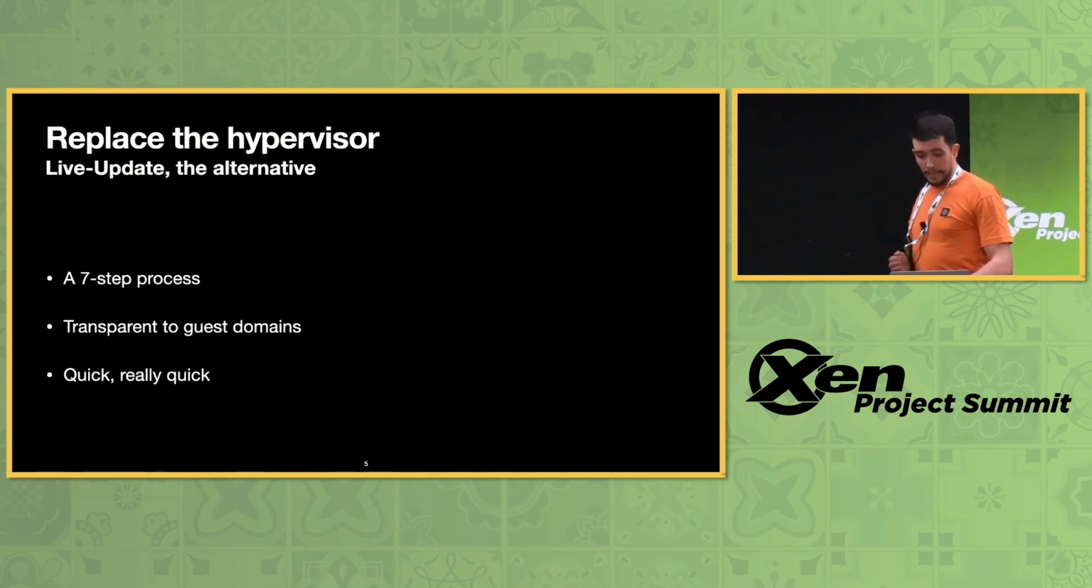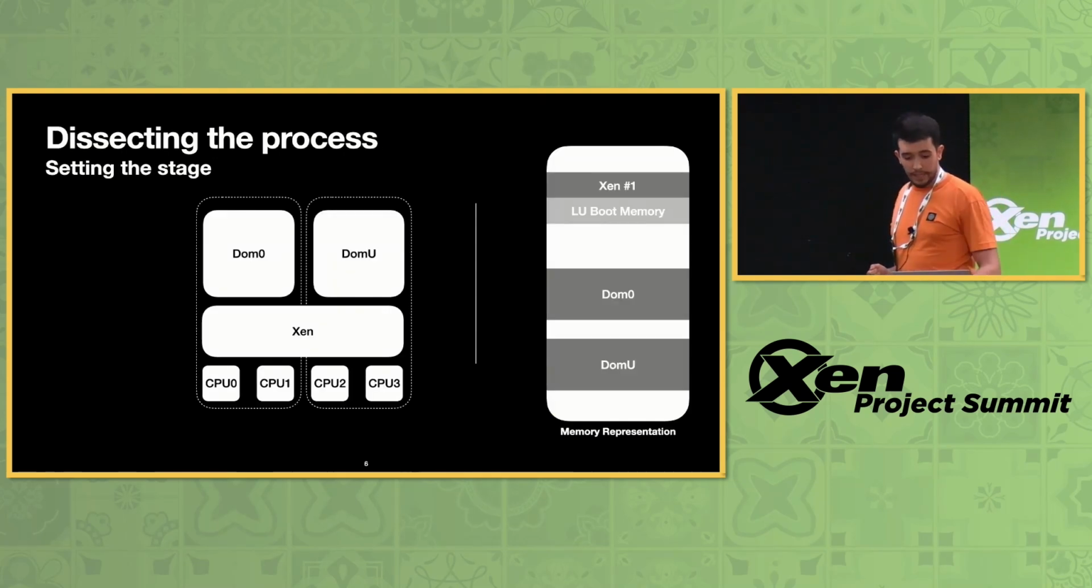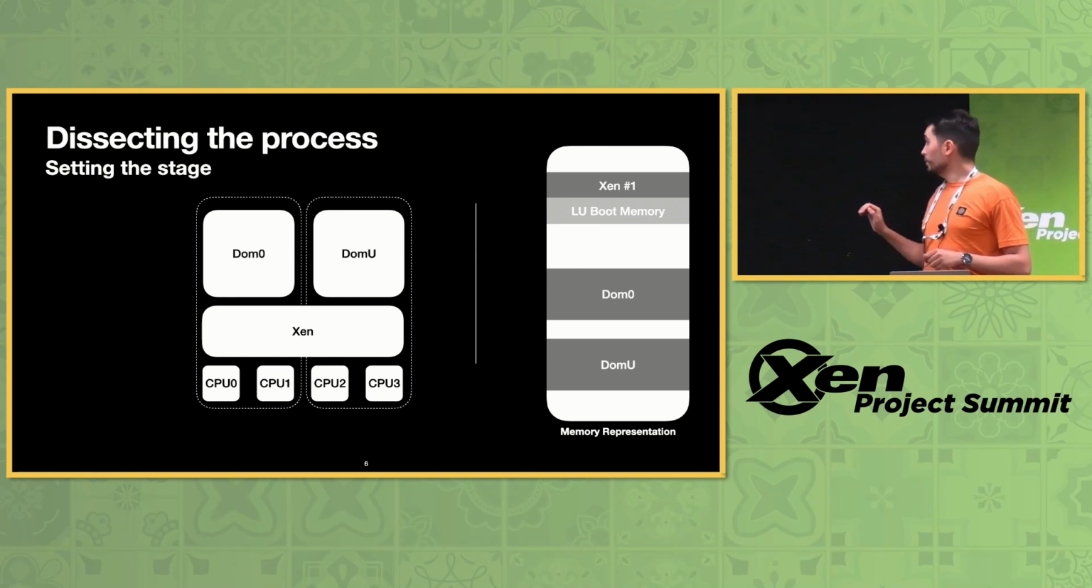All right. So what I will first do is walk you through the steps that make up Xen Live Update. So let me set the stage, with 4 CPUs and 2 domains, DOM0 and 1 DOMU. On the right-hand side of the slide, you can see a memory representation of what the system is. And so we have Xen 1, and then a tiny piece of memory, which we call the live update memory. I will cover that in detail later, but this is very useful. And then naturally, the memory that belongs to both guests, DOM0 and DOMU.